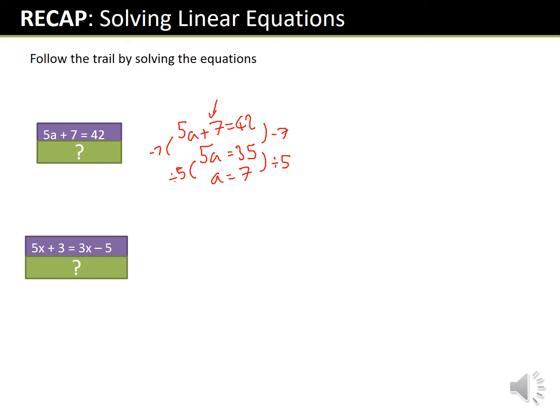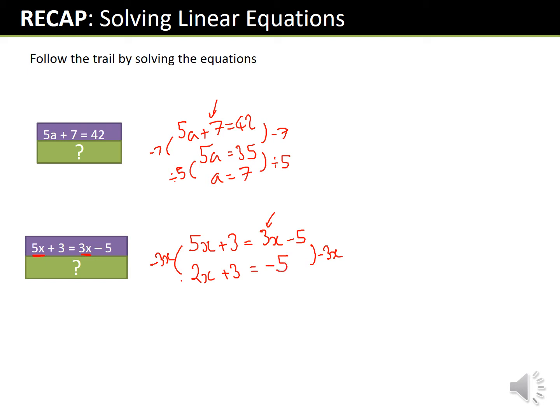Okay, question 2, a little bit trickier because we can see we've got x on both sides. The first thing we're going to want to do is try and remove x from one of those sides. If we've got 5x plus 3 equals 3x minus 5, if we subtract 3x from both sides, that will get rid of the x on this side. We end up with just 2x on that side, because 5x minus 3x is 2x. Got the plus 3 still, and that equals minus 5.